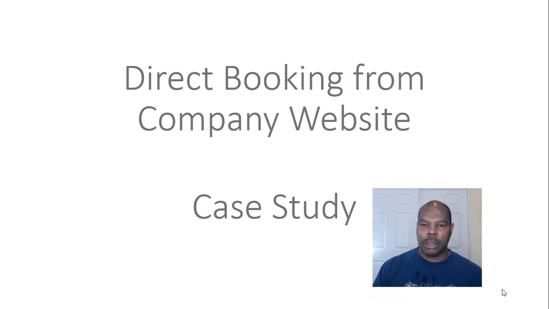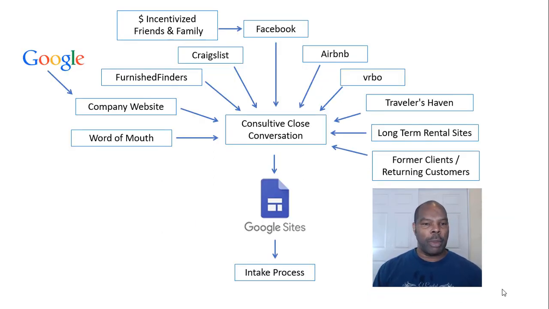So how do you get direct bookings? This is my process. This is my funnel. You may have seen this before. Above this line right here is my marketing activities, all these different sources of marketing. These are all different hooks in different ponds to get different audiences in front of them to share with them about my furnished rental business.